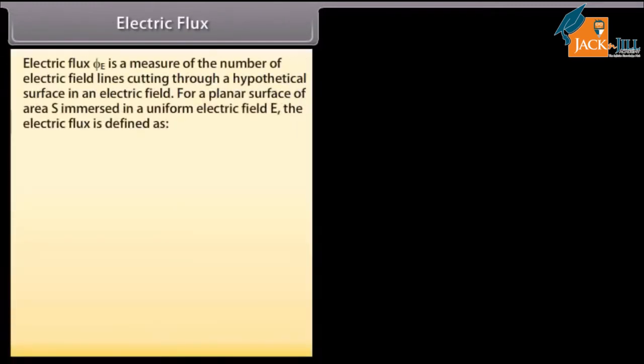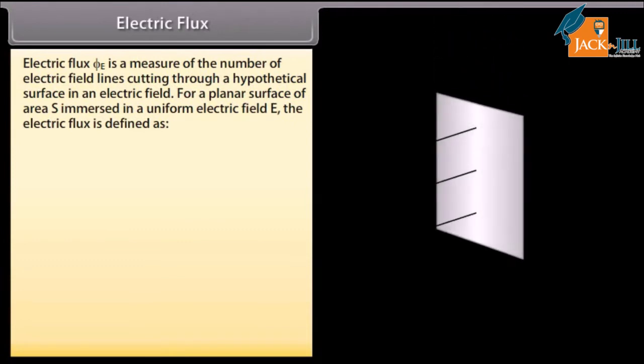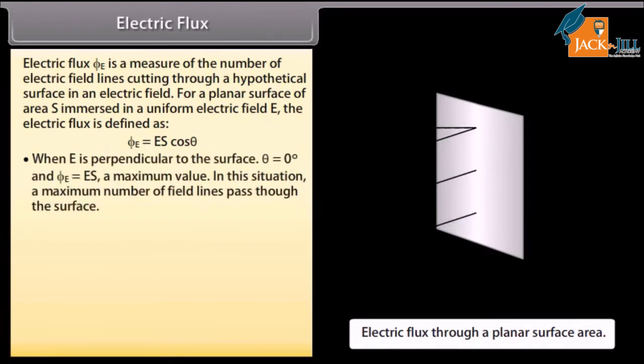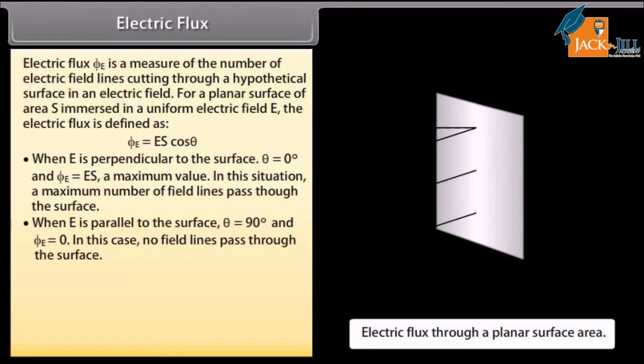Electric flux. Electric flux phi E is a measure of the number of electric field lines cutting through a hypothetical surface in an electric field. For a planar surface of area S immersed in a uniform electric field E, the electric flux is defined as phi E is equal to E S cos theta. When E is perpendicular to the surface, theta is equal to 0 degree and phi E is equal to E S, a maximum value. In this situation, a maximum number of field lines pass through the surface. When E is parallel to the surface, theta is equal to 90 degree and phi E is equal to 0. In this case, no field lines pass through the surface.